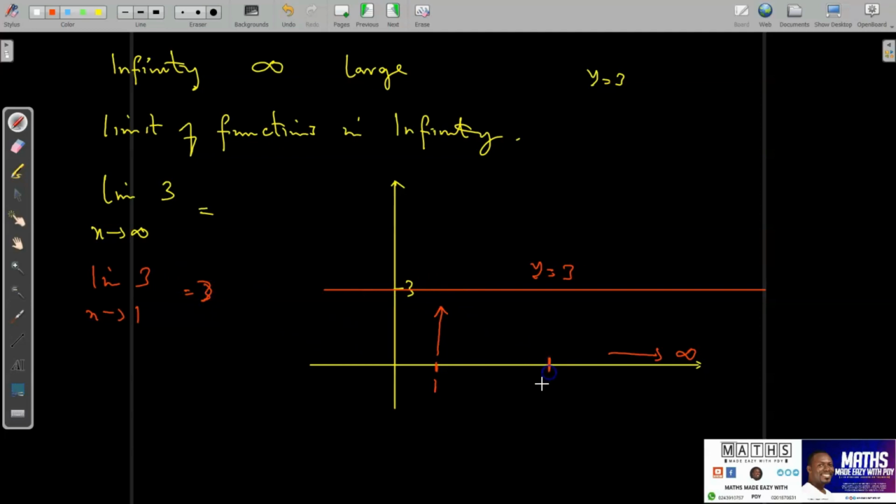If we have 10 here, so limit of 3 as x approaches 10. What is the answer? When you trace it towards the line y equal to 3, what will be the answer? Limit of 3 as x approaches 10. What will be the answer, please? Three. It's still going to be 3.